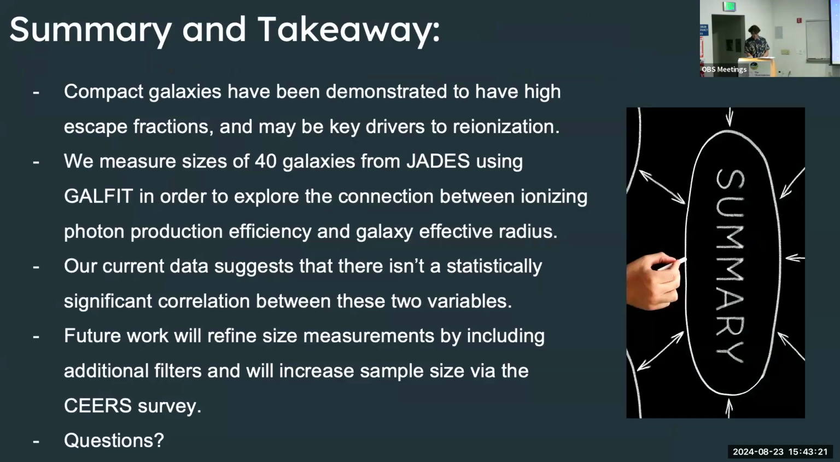Next, our results from our current research show us that although there seemed to be a relationship between size and ionizing photon production efficiency, we couldn't definitively say, statistically, at least not yet, that there was a correlation. And finally, future work will essentially refine size measurements by including more filters and increasing the sample size via the Sears survey. And yeah, that is my presentation. I will now take any questions.